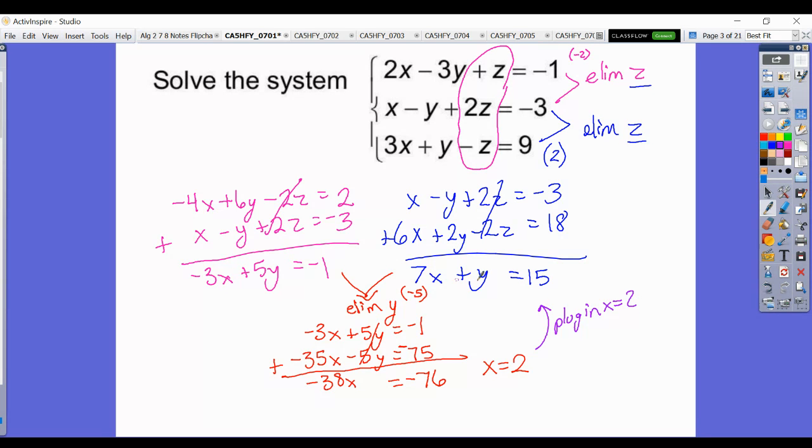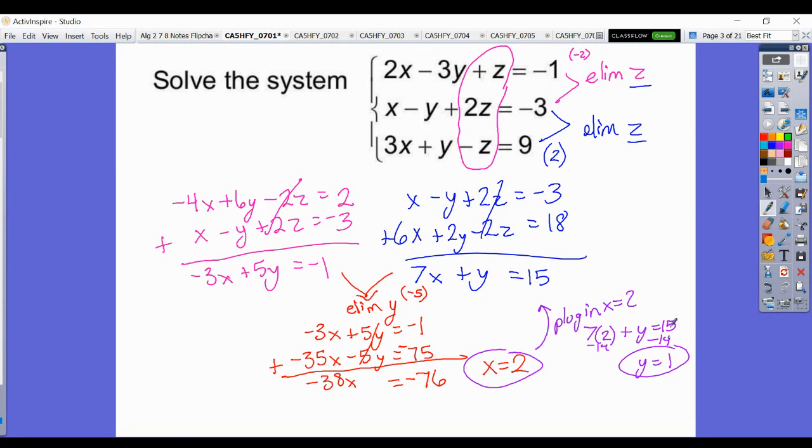Into an equation that only has an x and a y. If you go all the way to the top, then you're going to have two unknowns again. So you only want to go up one step where you know what x is and you don't know what y is. So 7 times 2 plus y equals 15. Well, 7 times 2 is 14. So y equals 1.